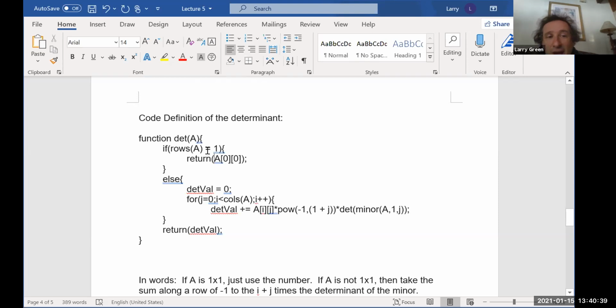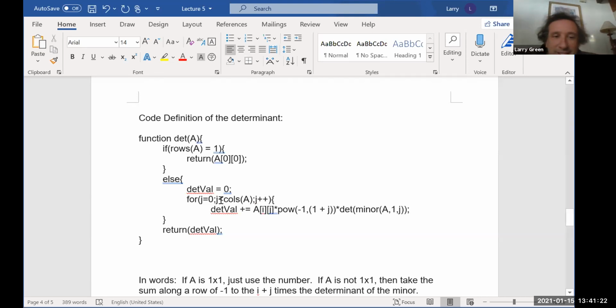All right. Well, if it is not a 1-by-1, then we have some work to do. So what I'm going to do is get a new variable. Some languages make you call it var, some don't. So just det val equals 0. And then we're going to do a for loop. For i equals 0 to i less than the number of columns of A. In computer programming, you always call it the 0th to start instead of the first. This is one of the weird things about computers. Okay, j++. Actually, that should be j. That was my mistake.